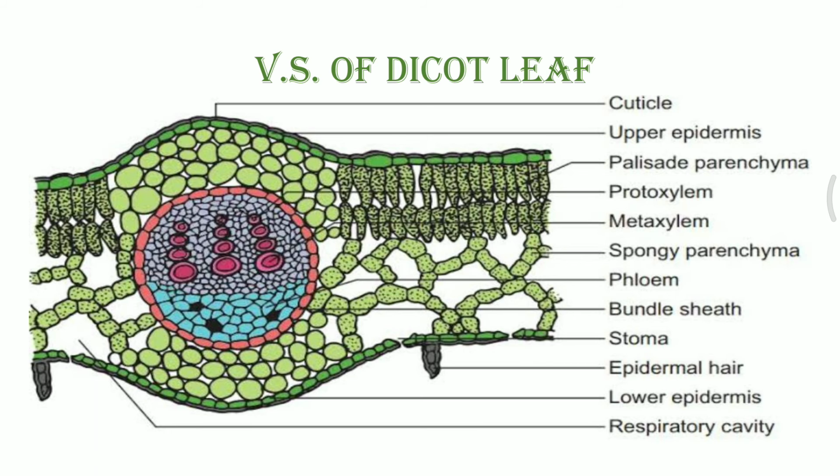What about the next layer? That next layer is the palisade layer. The entire mesophyll is differentiated into palisade parenchyma and spongy parenchyma. The palisade layer has large living cells. These cells have high intercellular spaces and a large number of chloroplasts, so a lot of photosynthesis occurs in these cells.